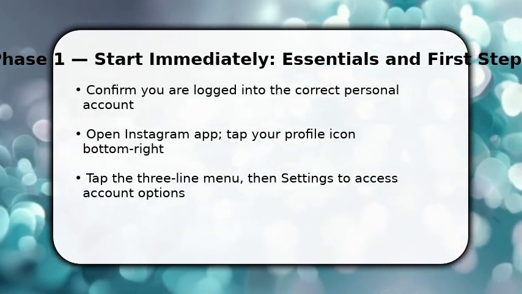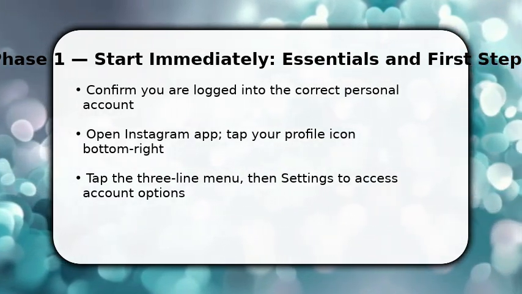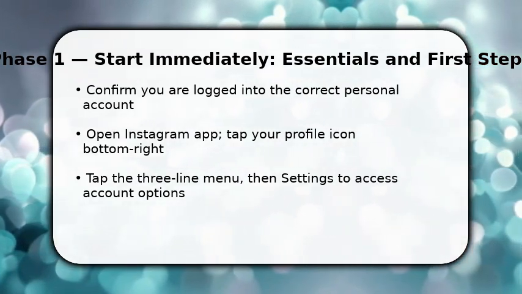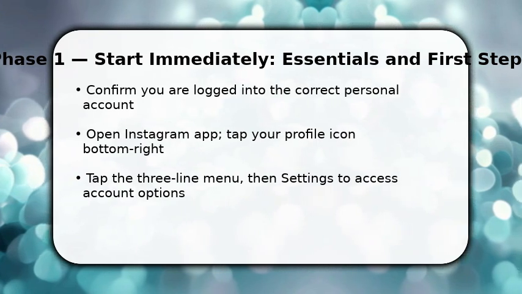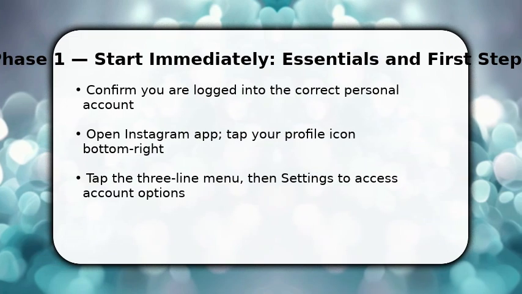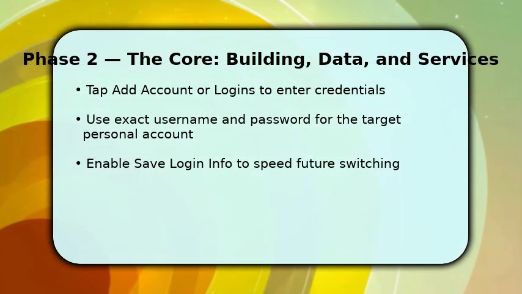Now, locate account or logins depending on your app version. This is where Instagram stores secondary login paths. Act now so you can add or switch without losing session access. Small prep prevents confusion. Next, you'll add or manage the other personal account.